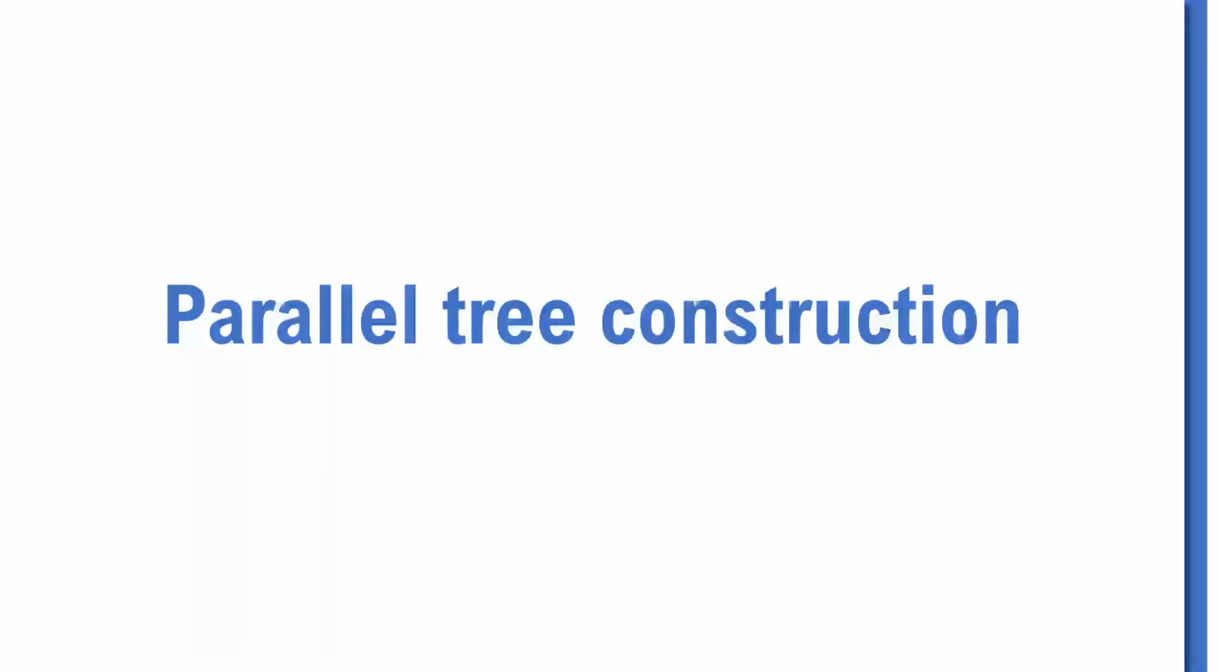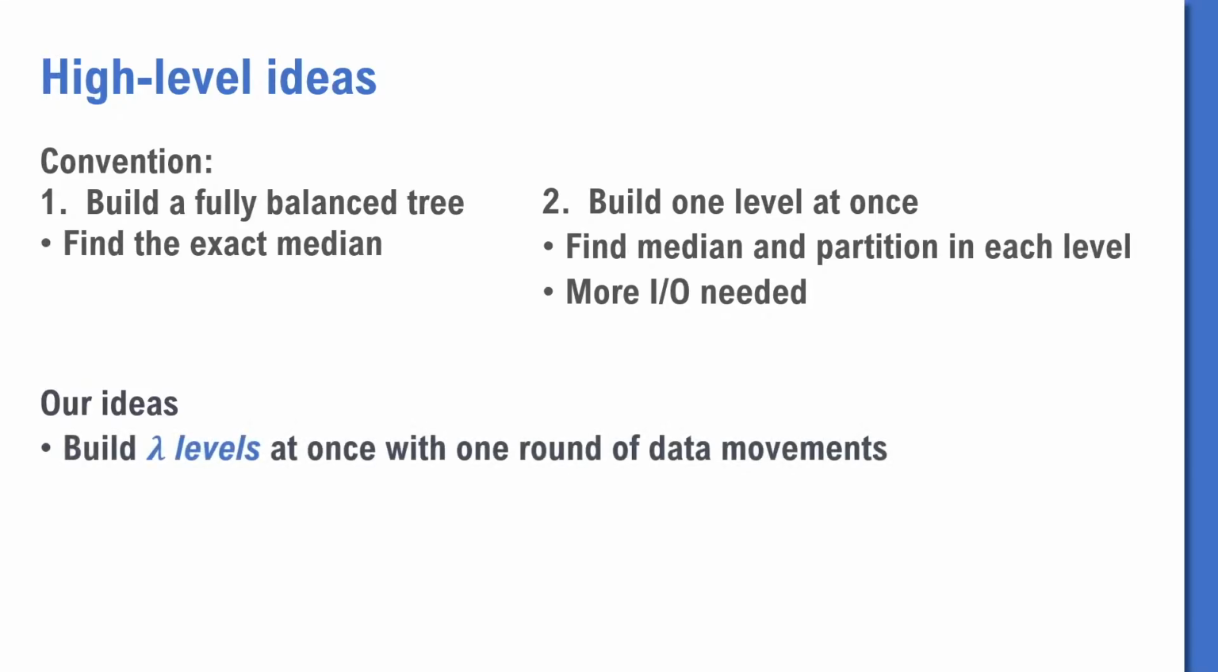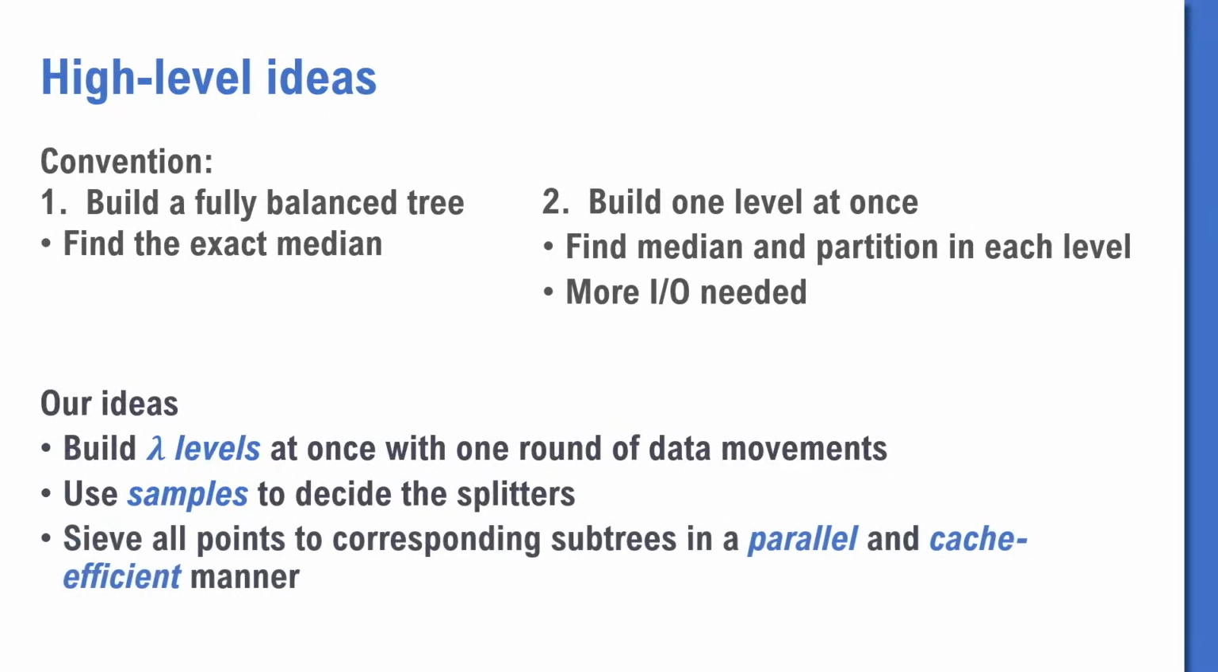For example, for the construction, the classic way is you find the exact median and build one level at a time. In our case, since building one level is hard and slow, we build lambda levels together with one round of data movement. That saves a lot of I/Os, and we use sampling to decide the splitters. Otherwise, every time you have to look at all the elements, and that gives you a large cost. Then once you build lambda levels, you sieve the data into all these subtrees in parallel and recurse.